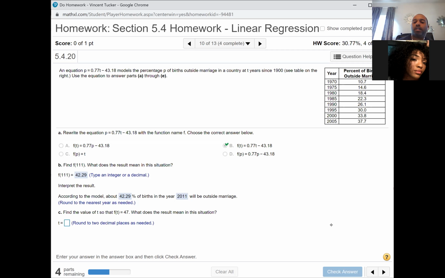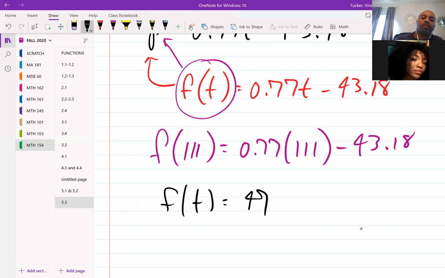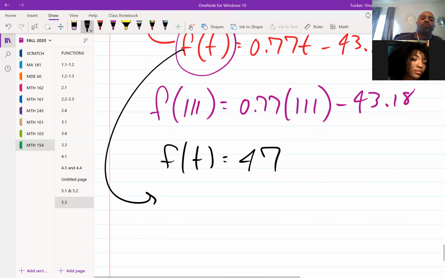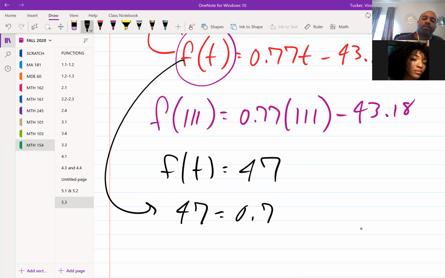So I'll do C, and then we'll put a pause on knocking out all your homework. So notice how C is asking you the question. Find the value of t so that f of t is equal to 47. So that means I'm going to take this equation, plug in 47 where I see f of t, and then solve for t.